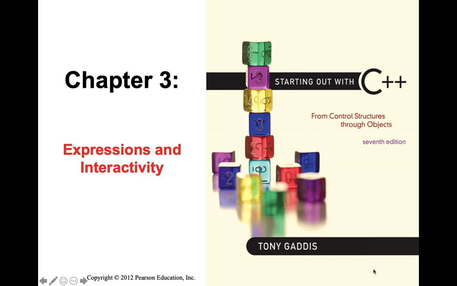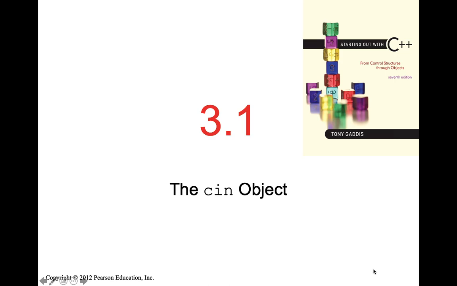Now we will start with chapter 3. Chapter 3 is talking about expression and interactivity. The first section is talking about the cin object.